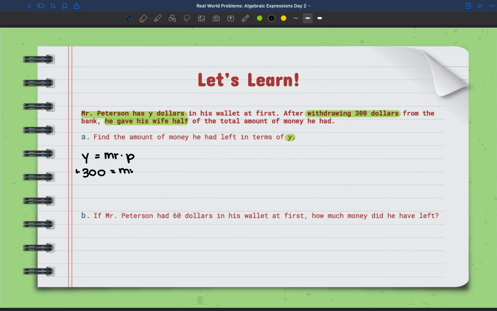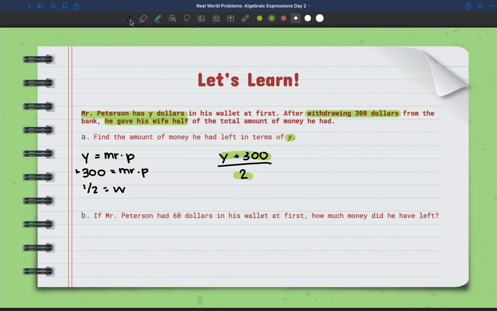But then he went and gave his wife half of his money. So we're going to split this in half. We're going to make a fraction, a half, and we're going to write a W because he gave that to his wife. Now with all the information we have found, we know Mr. Peterson started with Y dollars. He added $30 because he withdrew $30 from his bank account. And then whatever money he had in total, he gave his wife half of it. So we have to divide by 2. And this would be our final answer.